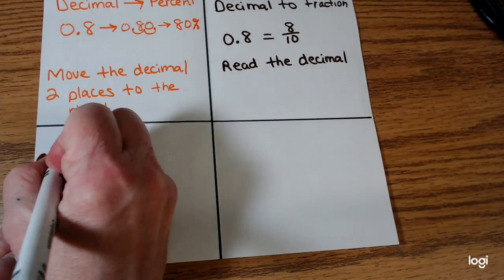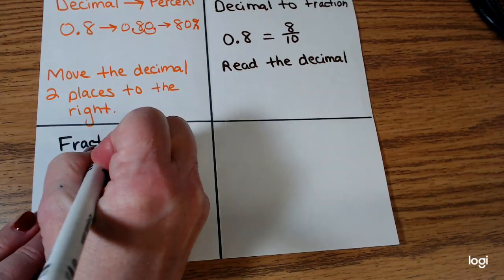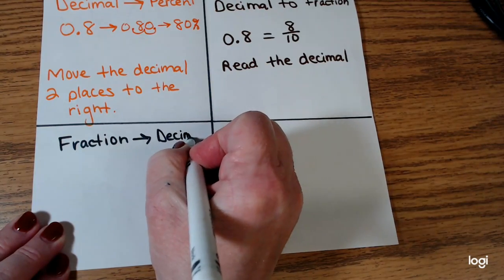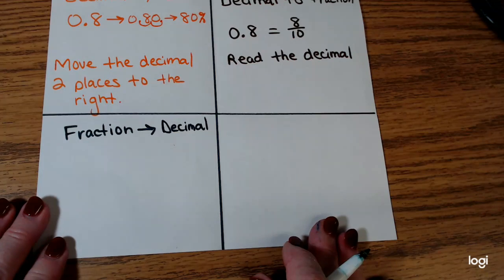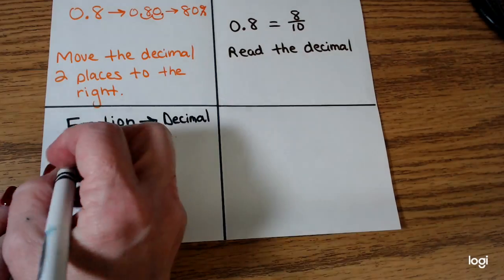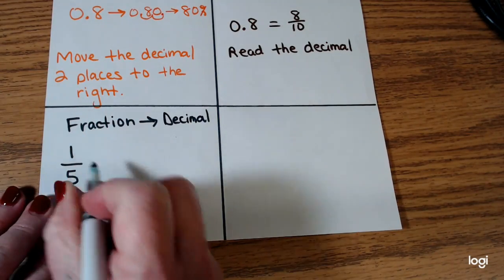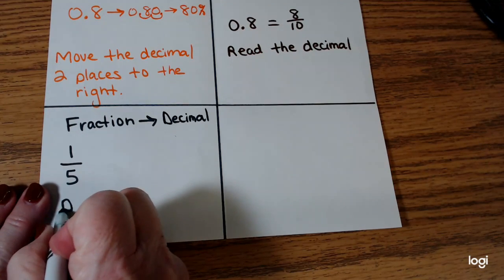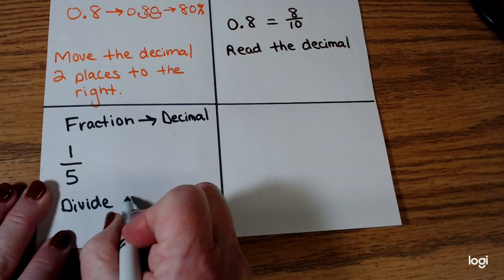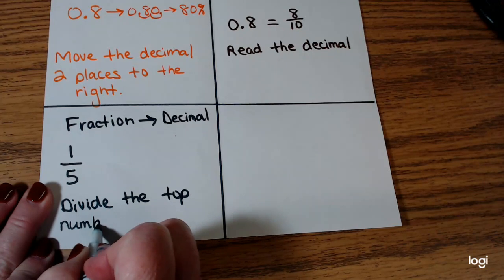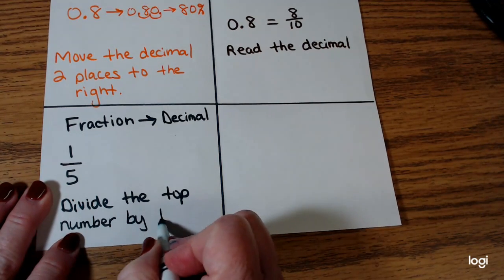All right, we're moving down to the last 2 boxes. So the last one we have here is a fraction. We're going to change a fraction to a decimal. Okay. Well, if I give you the fraction 1/5, I have to change that to a decimal. Well, the only way to change that to a decimal is we have to divide the top number by the bottom.